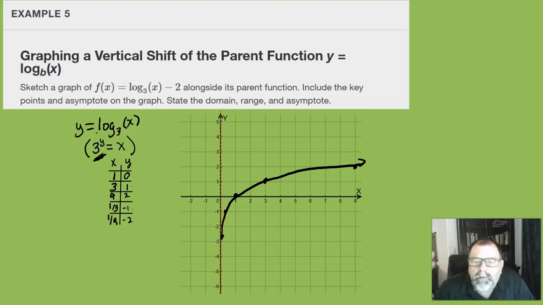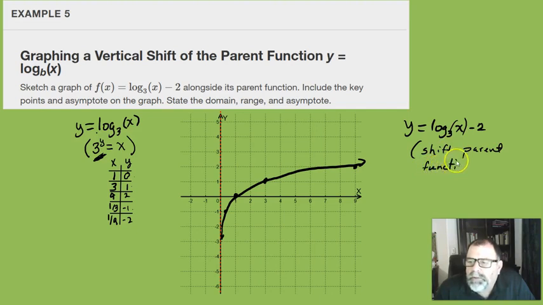It gets closer and closer. Okay, so now we're going to shift it 2 units down. So y equals log base 3 of x minus 2. We're going to shift the parent function. I don't normally call it parent function. I call it my base graph, but same thing. Down 2 units.